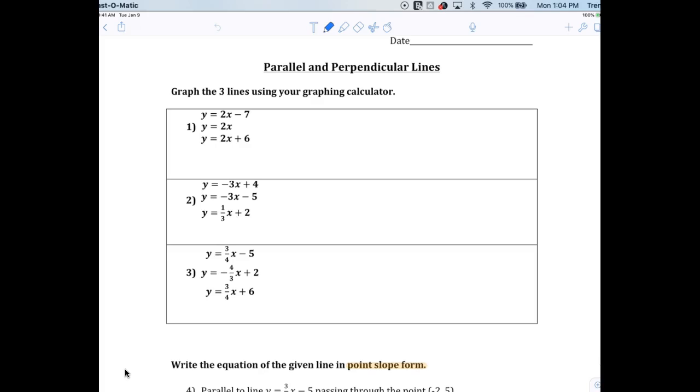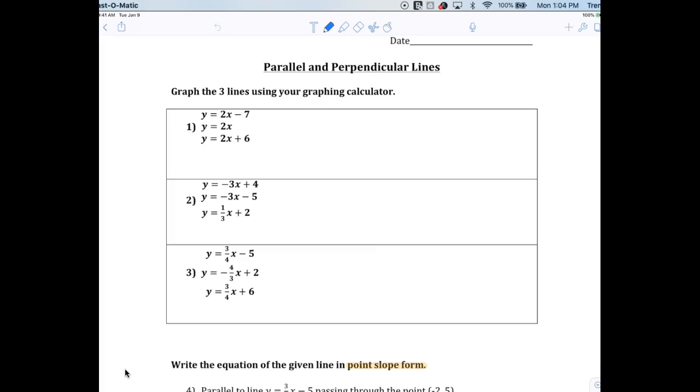All right, here we go. Everybody on number 2 now. All right, clear out your calculator. All right, and then I want everybody to type in negative 3x plus 4. Type in those 3 equations. Come on. Negative 3x plus 4, negative 3x minus 5, and then 1/3 x plus 2.